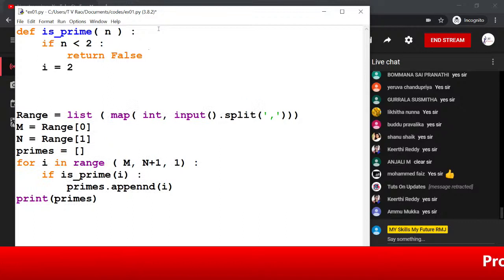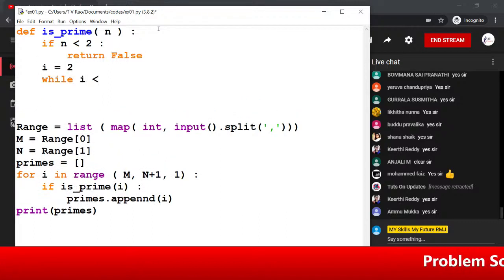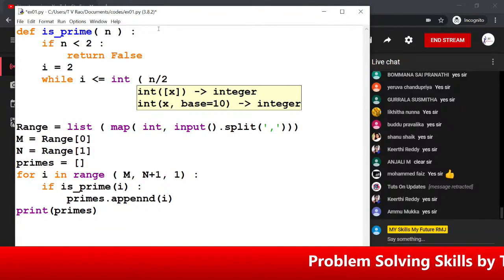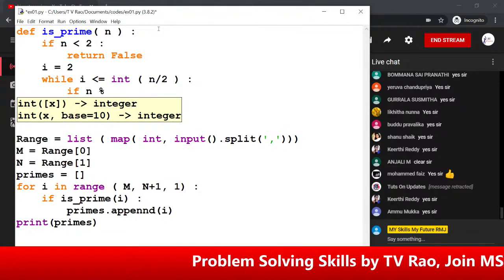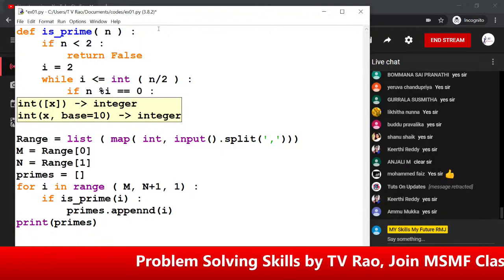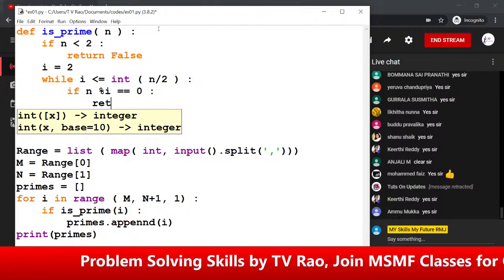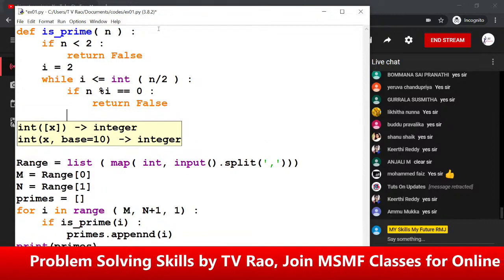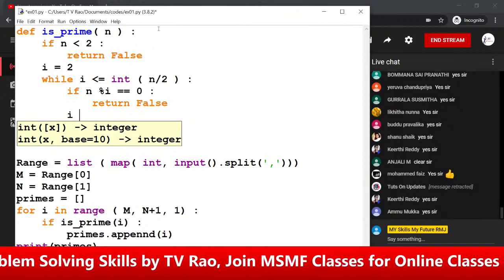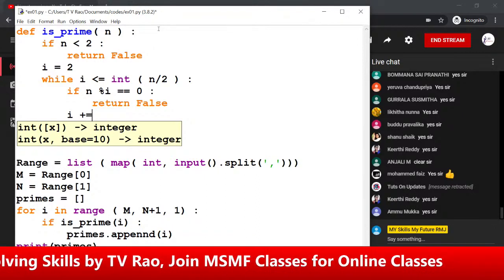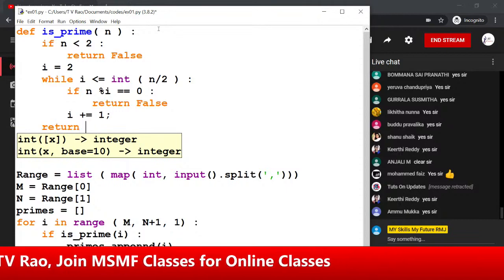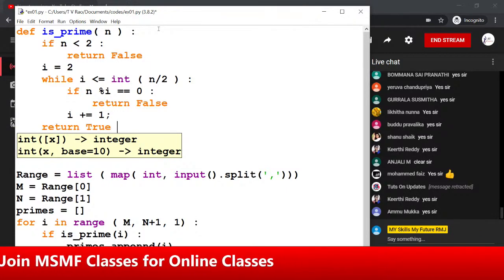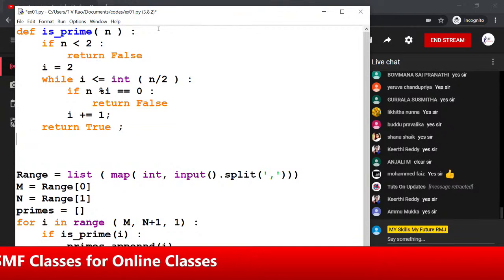Now, start with I equal to 2. While I is less than or equal to n by 2, again take integer division, because iterable cannot be float. If n is divisible by I, then n is not prime. If n is not divisible by I, take next I and repeat the process. Okay. And finally, if it is prime, then return true.